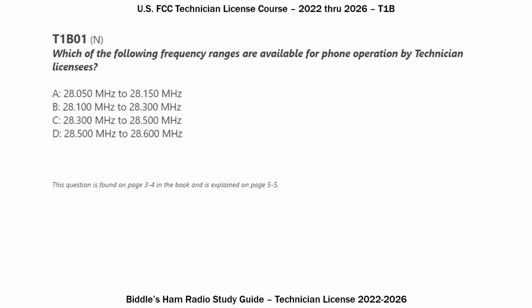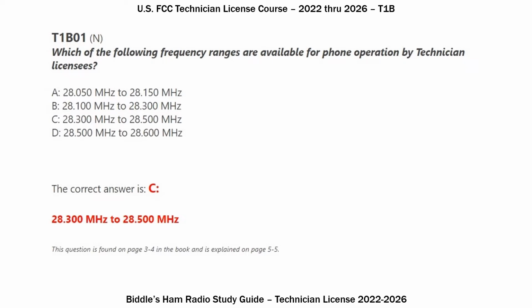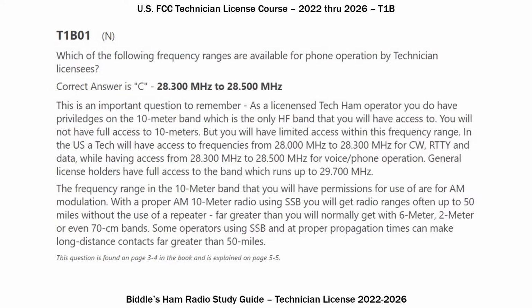Now, the key to this question is that we are looking for phone operation, not any other type of operation. Phone operation is voice operation, so you're just keying on the mic and you're talking. The answer to this question is C, 28.3 megahertz to 28.5 megahertz. Okay, so this is an important question to remember.